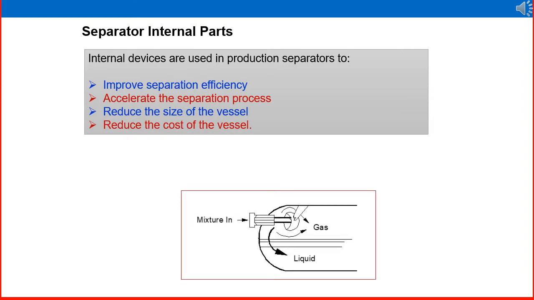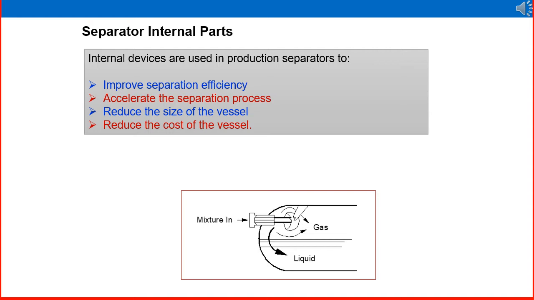Internal devices are used in production separators to improve separation efficiency, accelerate the separation process, reduce the size of the vessel, and reduce the cost of the vessel. See, internals are basically a helper, a mechanical helper you can say. Different types of helpers are used in oil and gas operation.